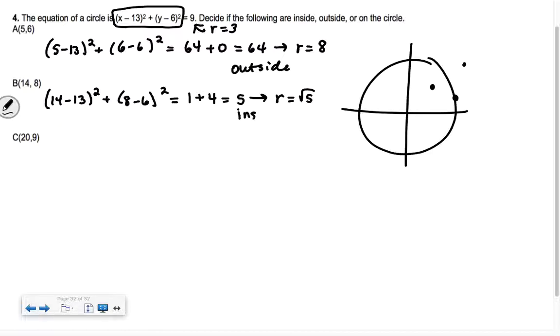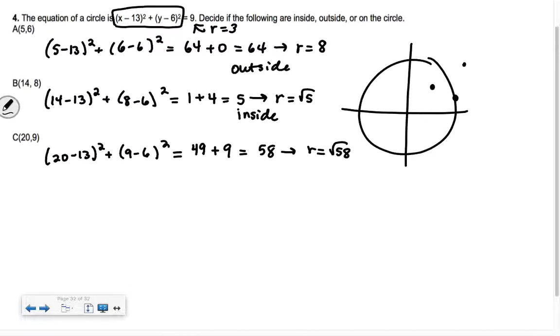So inside. And then I'm guessing the last one is probably on the circle, right? That's what we math teachers do. But let's check, because sometimes I do trick you, or I make a mistake. So 7 squared is 49. 3 squared is 9. Oh, maybe I did trick you. So I get 58. Well, that means our r value is the square root of 58. Oh, I don't know what the square root of 58 is, but I do know that it's bigger than 3. It's around 7.6 something. So this one's actually outside as well.